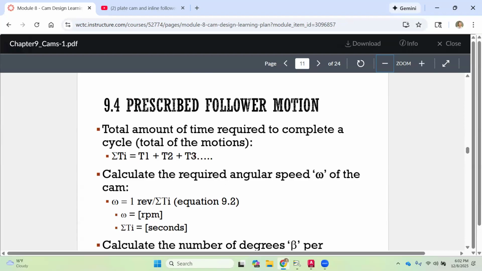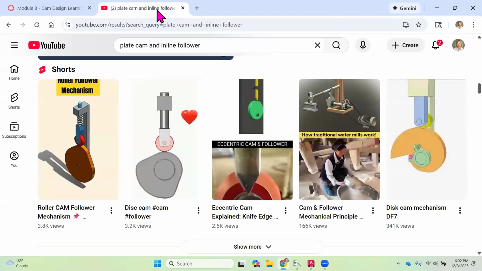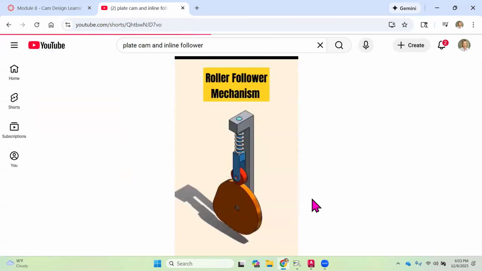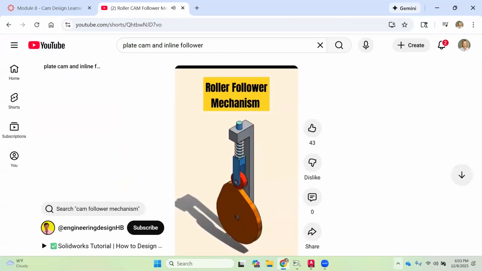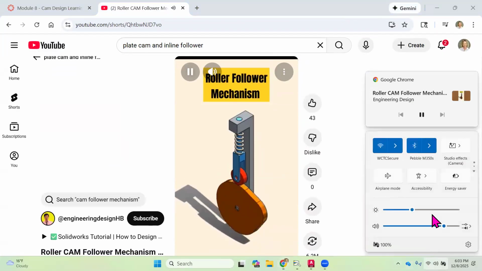Now, I've been kind of saying some of these things, but I think it's a good idea to just take a quick look at what a cam and a follower look like or operate like, so you get a little bit better perspective as we're going through things. So I like this little short video. Oh, we don't need the music. I'm going to turn that down.